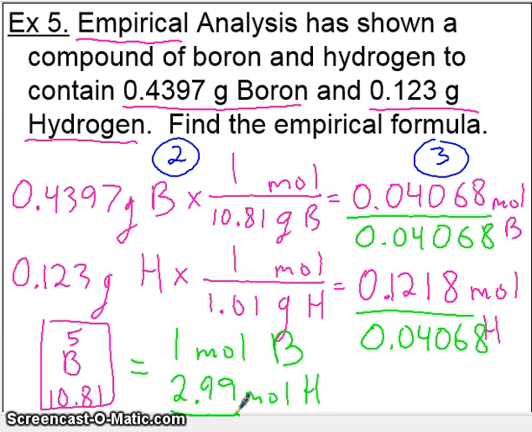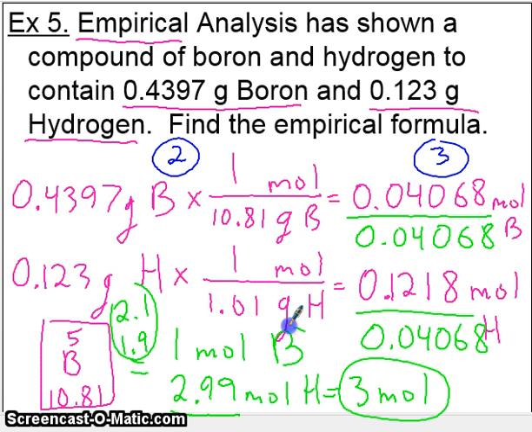You'll only multiply till whole if these numbers are not very, very close to a whole number. By close to a whole number, I mean within a tenth of it. So 2.1 you can probably round, or 1.9 you can probably round. But anything outside of that, you probably should not round. So in this case, really we have 3 moles of hydrogen.